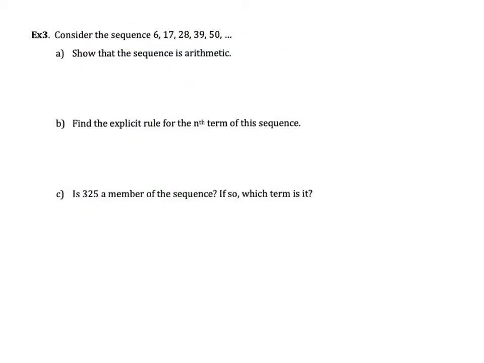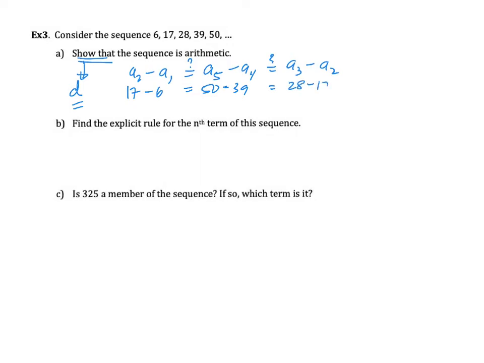Okay, moving on with some examples. Example 3 says consider the sequence 6, 17, 28, 39, 50. Show that the sequence is arithmetic. To show that, you need to show that it has a common difference. How do you find the common difference? You subtract a sub 2 minus a sub 1, or a sub 5 minus a sub 4, or a sub 3 minus a sub 2. Any two consecutive terms, one after the other, need to share the same numerical value, which we call the common difference. So does 17 minus 6 equal 50 minus 39, or does 50 minus 39 equal 28 minus 17? Those should all be the same number. So yes, they are.